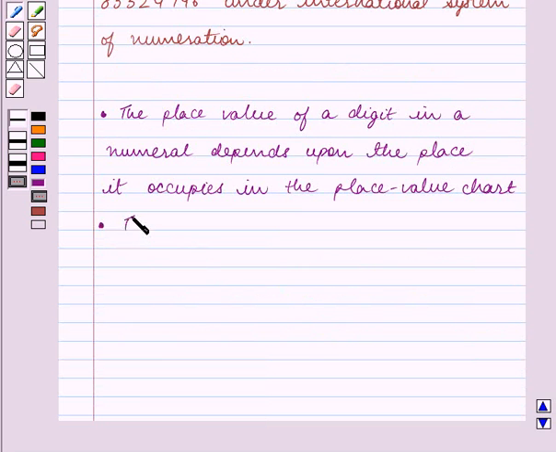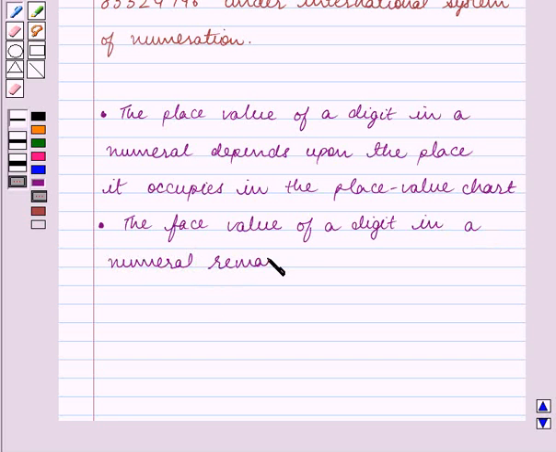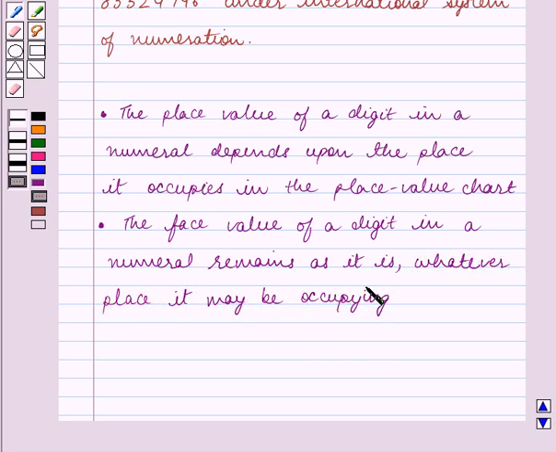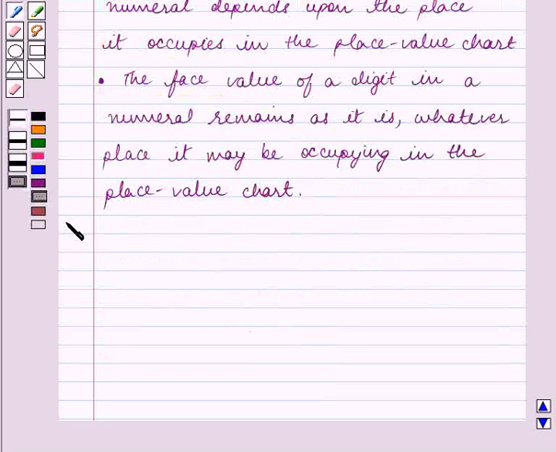and the face value of a digit in a numeral remains as it is, whatever place it may be occupying in the place value chart. So this is the key idea for this question, and using this key idea we will solve the question. Let's move on to the solution now.